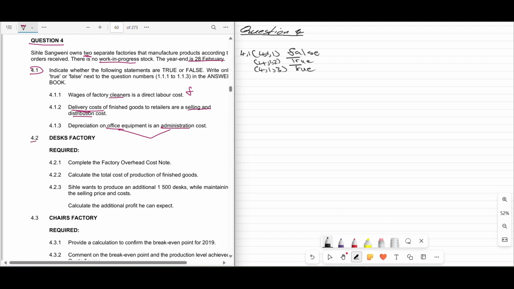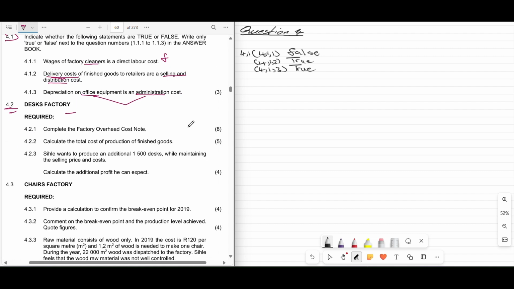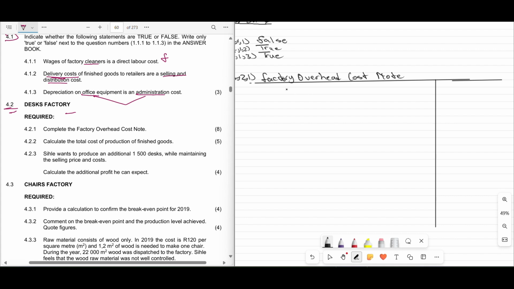So now we go to 4.2, which requires us to prepare a factory overhead. So now we are doing factory overhead. 4.2.1, factory overhead cost note. So now this is our factory overhead cost note.